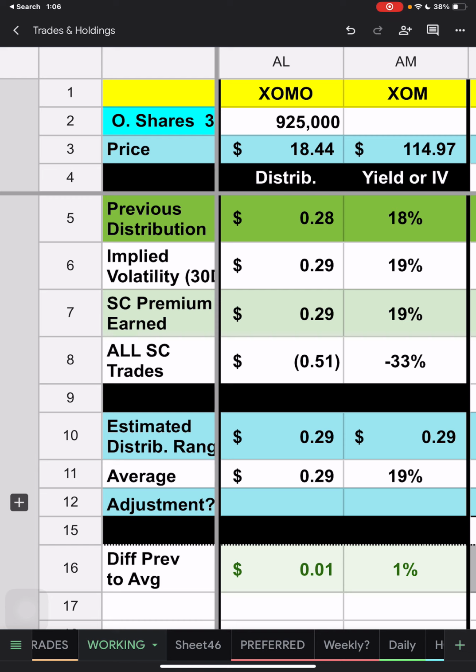So if we look here, they paid 28 cents last month. Implied volatility says 29 cents. Premium earned says 29 cents. If we look at the net of our short call trades, it's negative 51 cents. And honestly, it's one of the reasons that I got out of Zomo.